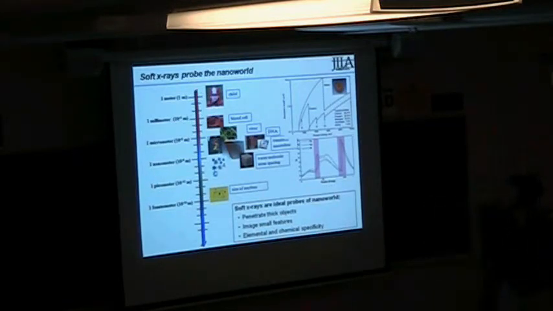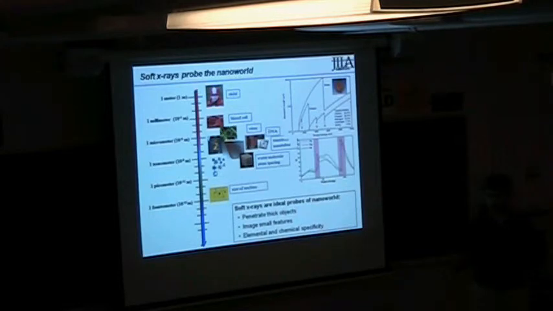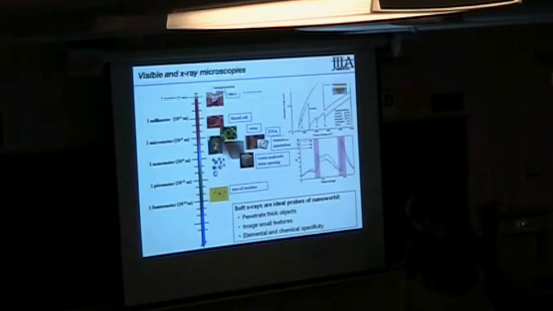An example of that is what we call the water window, which is in between the carbon absorption edge and the oxygen absorption edge. So basically what happens there is carbon is very absorbing, whereas water is relatively transparent. So that allows us to actually look at biological cells and other biological systems.